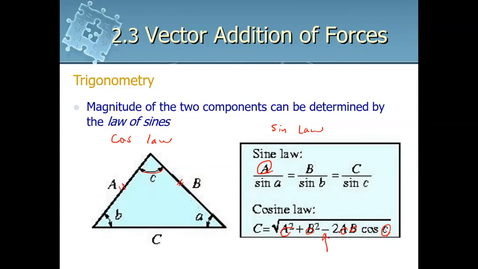In a special case, if that angle is 90 degrees, we know that cos 90 is 0, so that term vanishes, and it reduces to the Pythagorean theorem. The Pythagorean theorem is c squared equals a squared plus b squared. That's a special case of the cosine law, when you have a right angle somewhere. All right. Any questions so far?